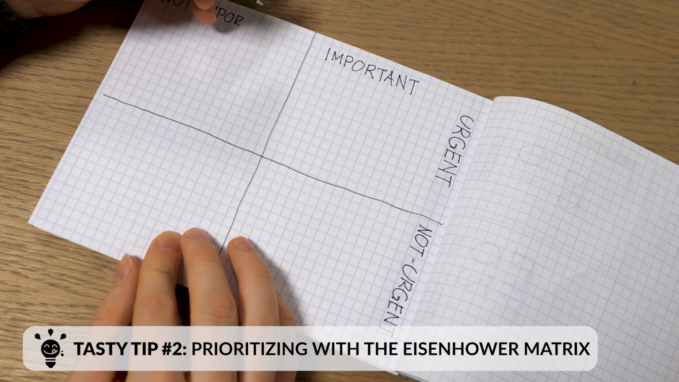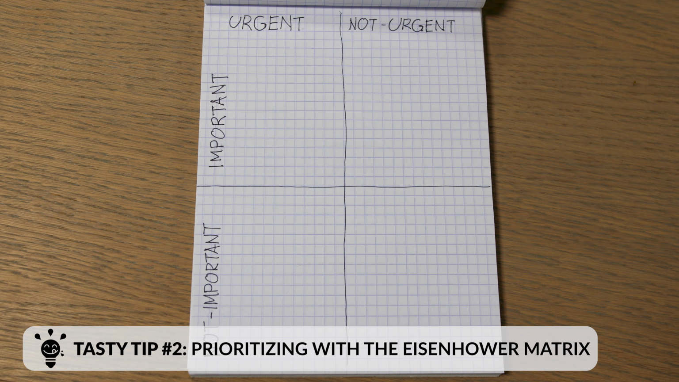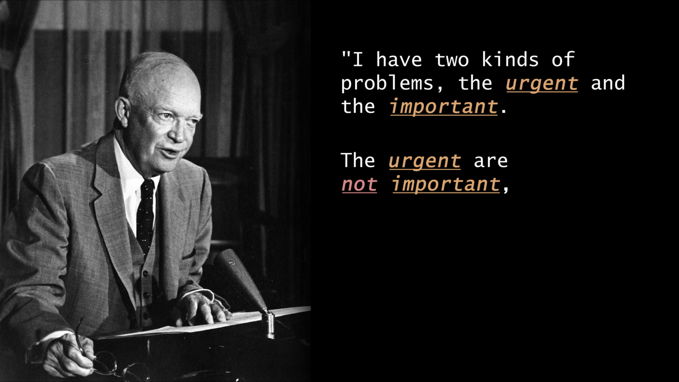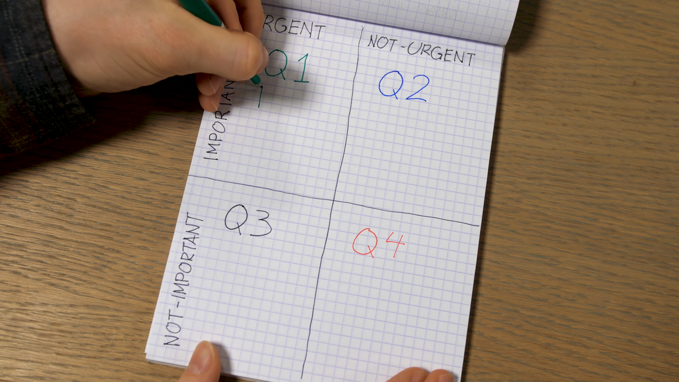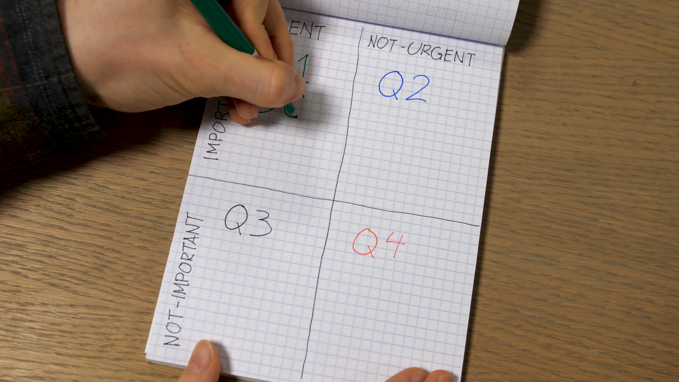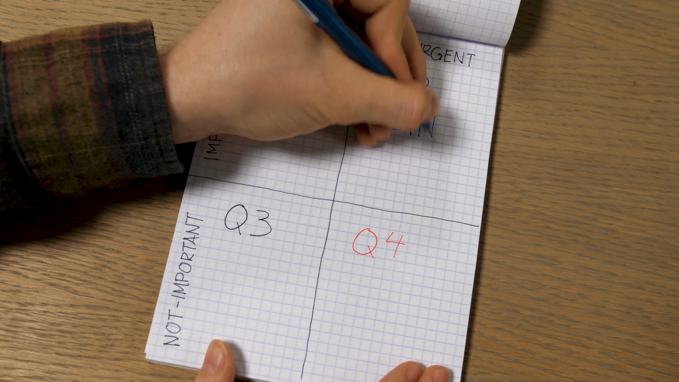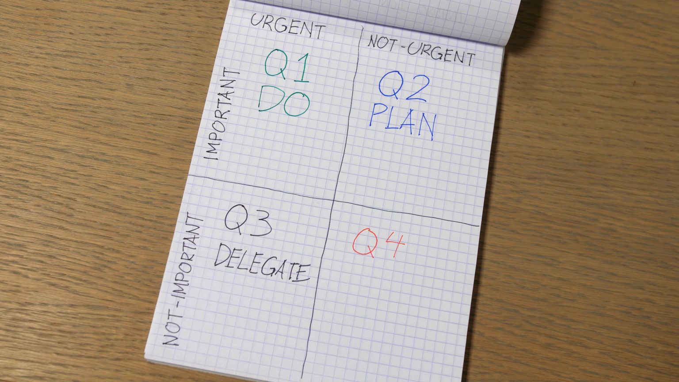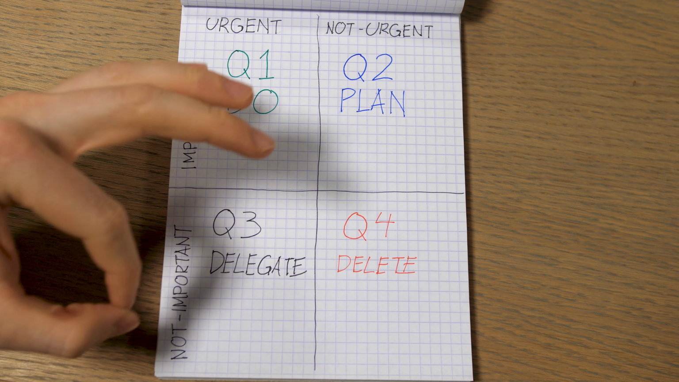It helps sort tasks by urgency and importance, based on this quote by Dwight Eisenhower. "I have two kinds of problems, the urgent and the important. The urgent are not important, and the important are never urgent." Here's how it works. Tasks that are urgent and important, do these ones first. Tasks that are important but not urgent, plan them into your schedule for later. For tasks that are urgent but not important, delegate these if you can. And for tasks that are neither, delete these. These are total time wasters.